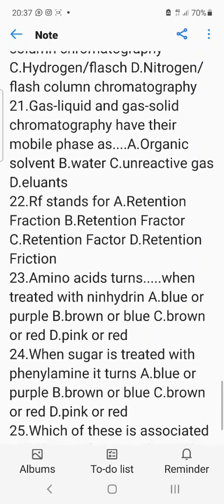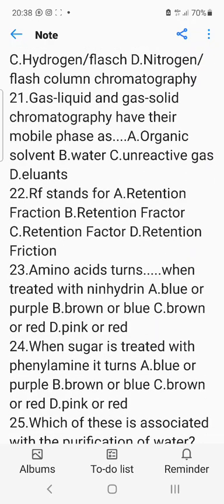Number 21. Gas liquid and gas solid chromatography have their mobile phase as dash. Is it organic solvent, water, unreactive gas, or eluent? The answer is unreactive gas. So the answer is C.